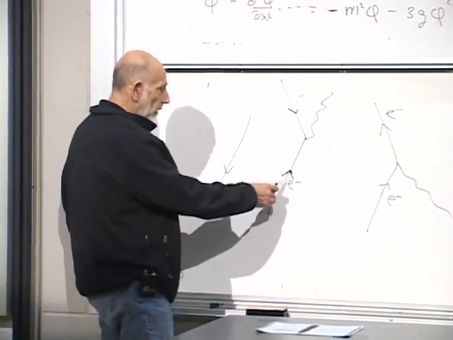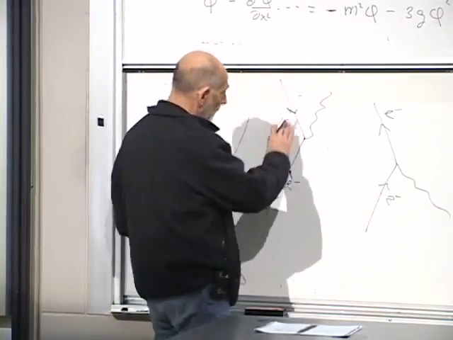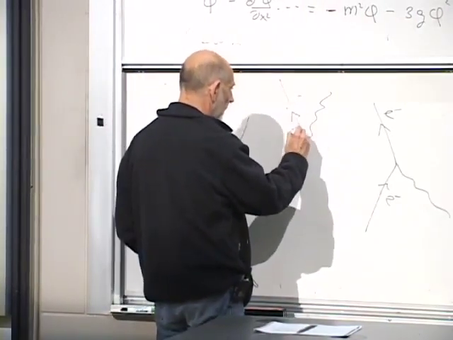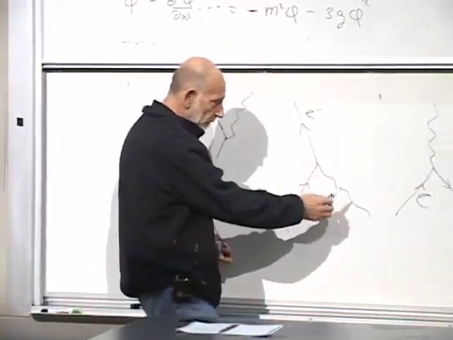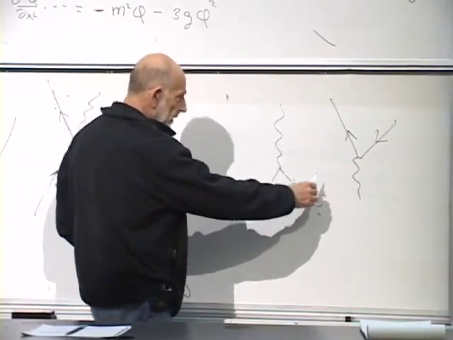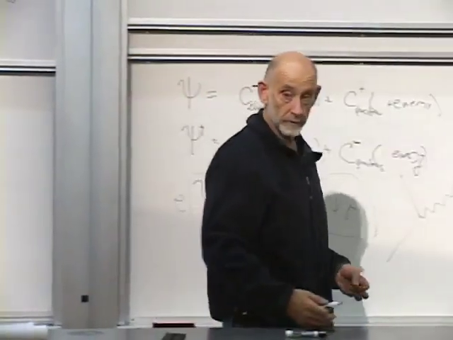We do not allow arrows to come together. The rule is always through-going arrows. Arrows come in and go out, come in and go out, and that is tantamount to the conservation of charge.